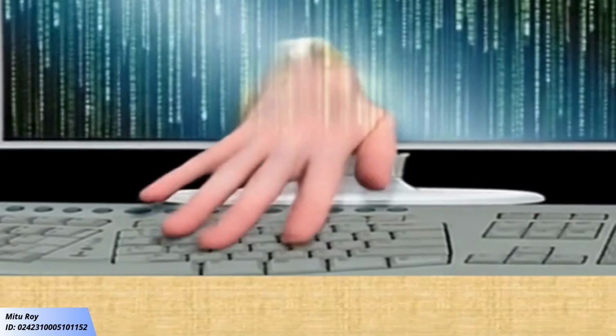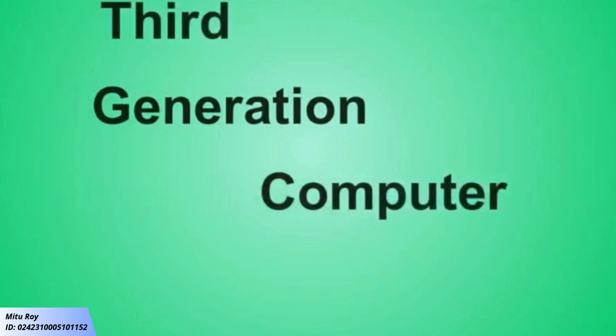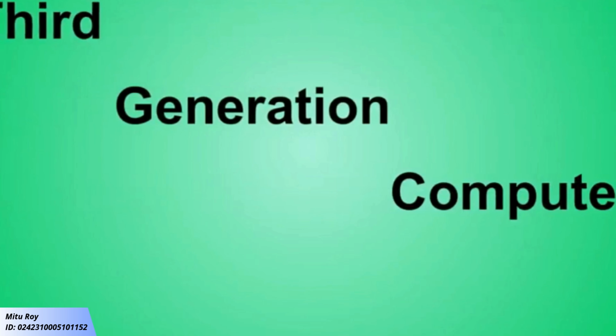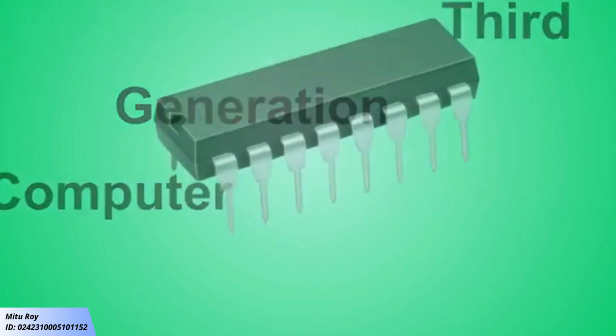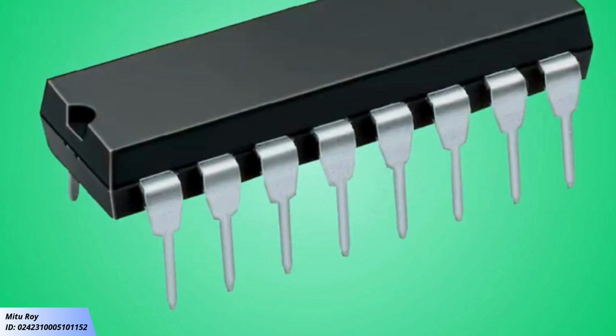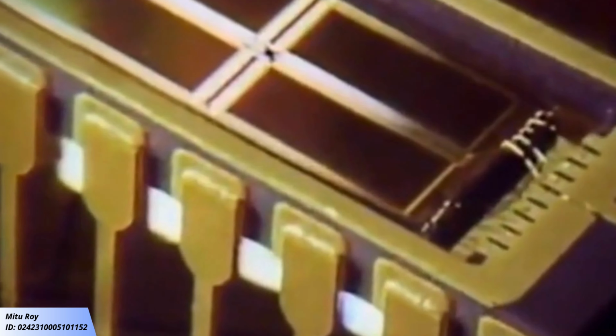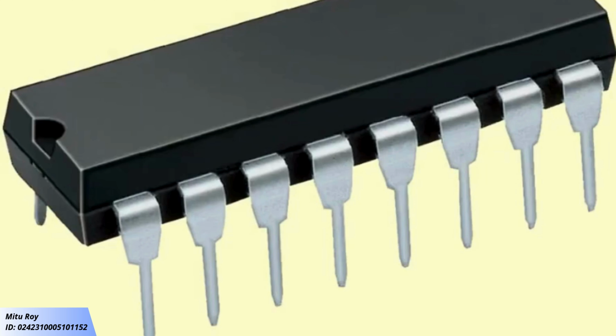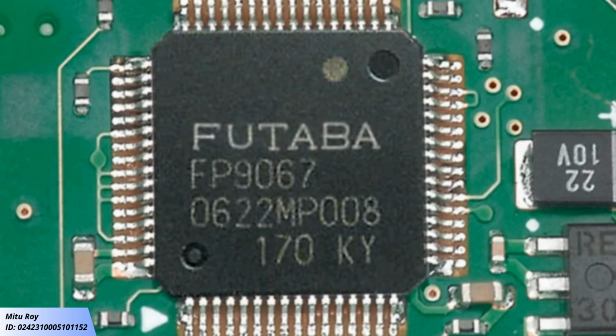Today we are going to present the third generation of computers, which existed from 1964 to 1971. This generation marked a revolutionary step in computer technology. The main features: third generation computers used integrated circuits instead of transistors. This single innovation made computers smaller in size, faster in processing speed, and more reliable. They also consumed less power compared to earlier generations.